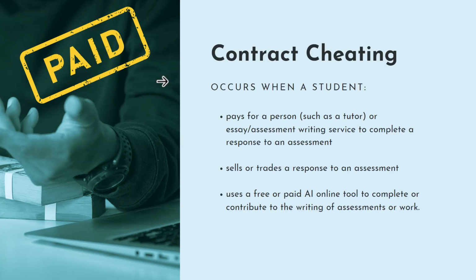Contract cheating is a form of academic misconduct that occurs when a student pays a person, such as a tutor or a friend, to complete an assessment, or pays an online service, such as an essay writing website, to complete an assessment. It also occurs if you sell or you trade answers to assessments. And most importantly, this also includes using free or paid artificial intelligence online tools to complete or contribute to the writing of assessment task responses.